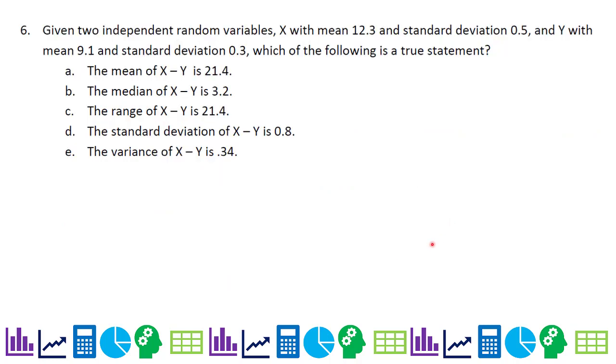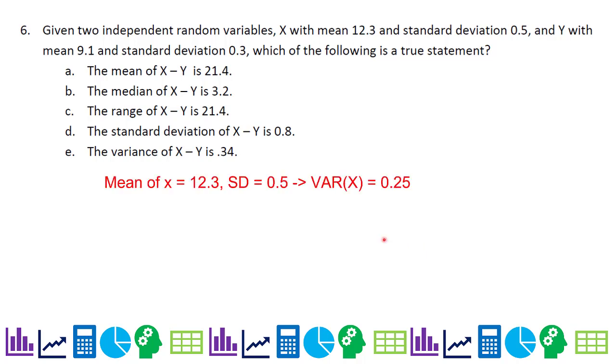Number 6, given 2 independent random variables, x with a mean of 12.3 and standard deviation of 0.5, and y with a mean of 9.1 and standard deviation of 0.3, which of the following is a true statement? So we have our mean, which is 12.3 and 0.5 for x.